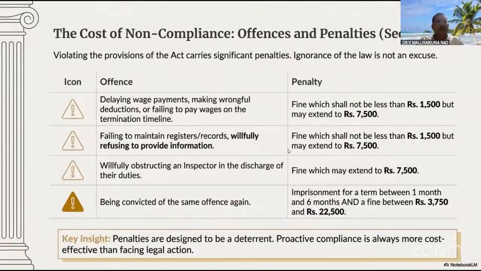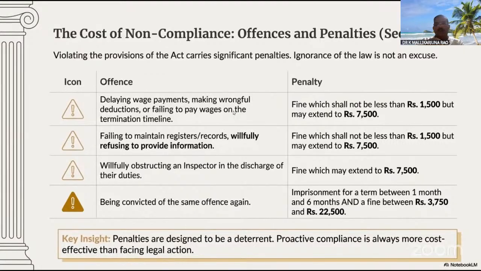So if there is any delay in payment of wages, wrong deductions, or failure to pay wages at termination time, a fine can be imposed which will not be less than 1,500 rupees but may extend to 7,500. Meaning the penalty can be imposed. These kinds of offenses are there. The minimum amount is 1,500, the maximum amount is 7,500. In between, the penalty can be imposed.